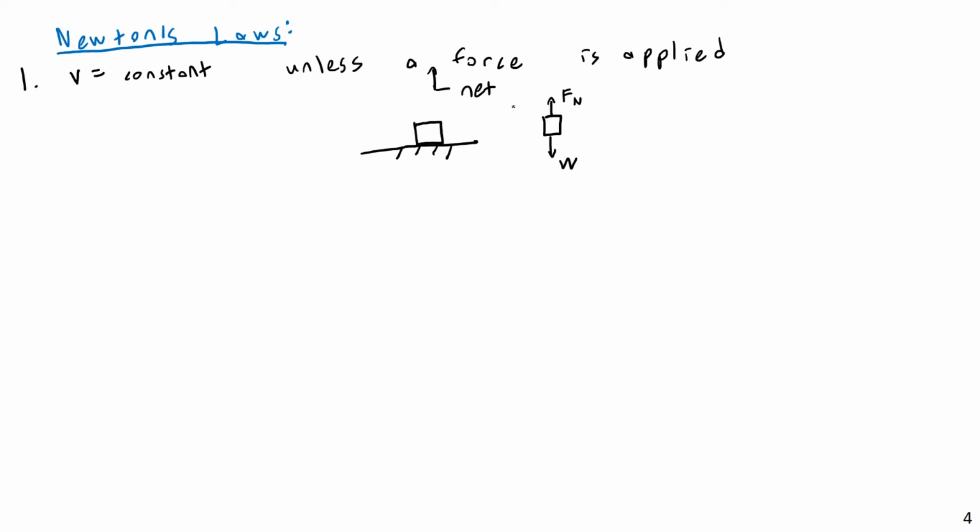So again, unless a net force. In this type of system, we do have two forces, but the net force is 0 because these two are going to cancel each other out. So v is the velocity, and when I say velocity, I mean the vector velocity is constant unless a net force is applied. This will be more important when you get to, say, engineering dynamics, but for our course, that's not going to be so important because we're typically dealing with things that are in static equilibrium.